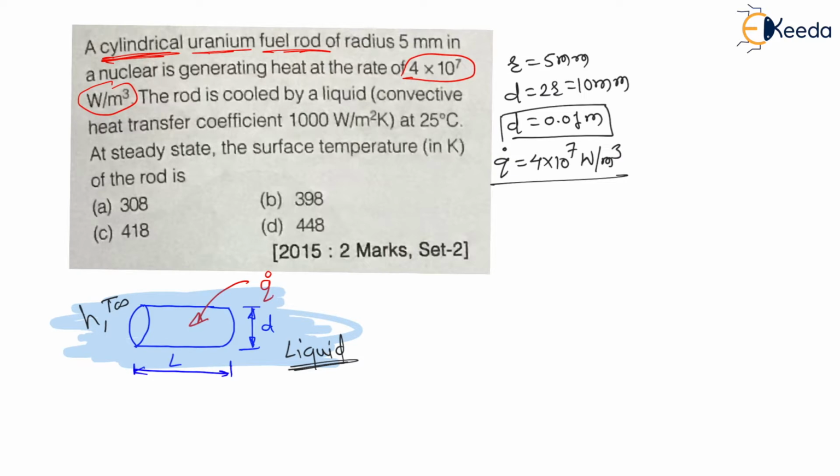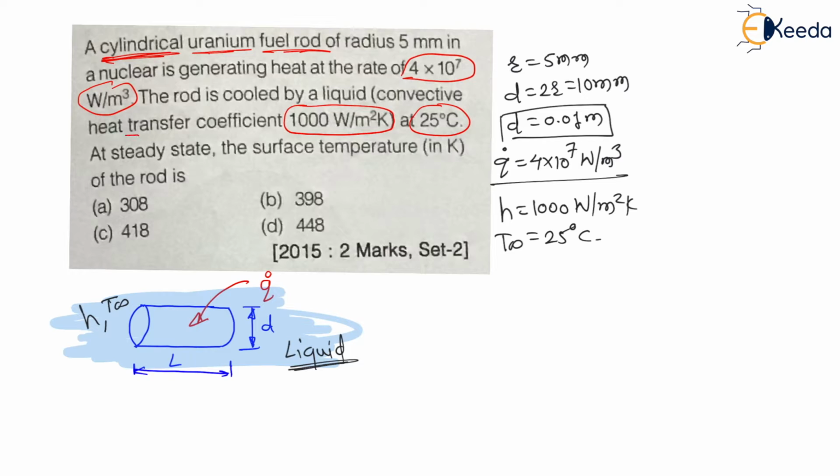So, my dear students, here they have given the value of the convective heat transfer coefficient h, which is nothing but 1000, and the fluid temperature, that is the liquid temperature, is 25 degrees Celsius. So let us write that. Therefore, the convective heat transfer coefficient h is equal to 1000 watt per meter square Kelvin, and the fluid temperature T infinity is equal to 25 degrees Celsius. Then at a steady state.